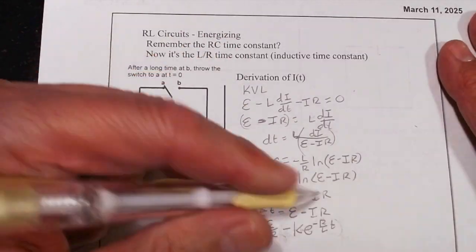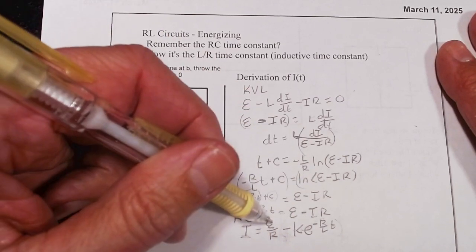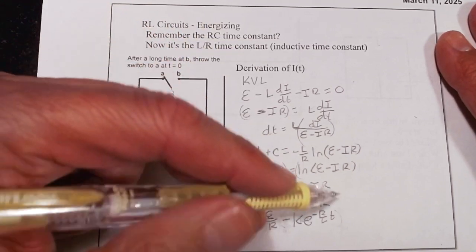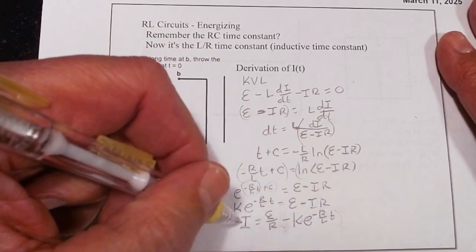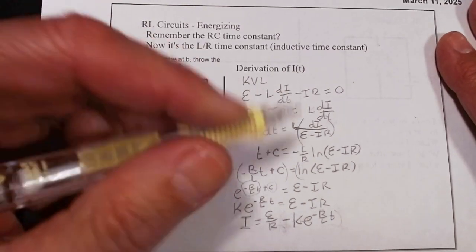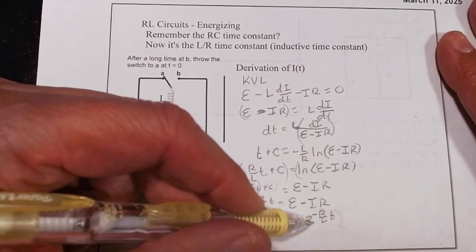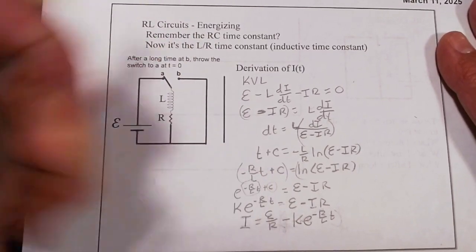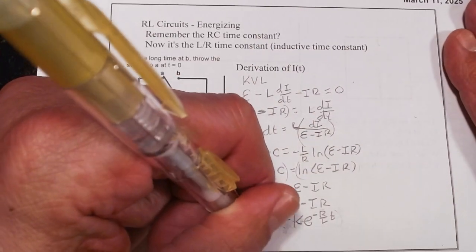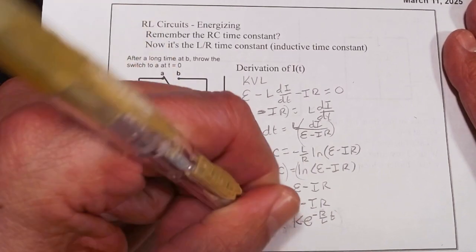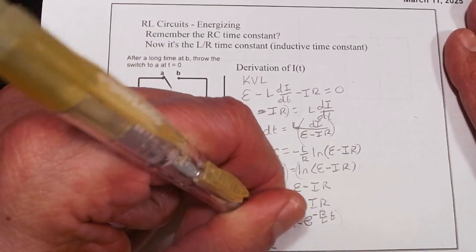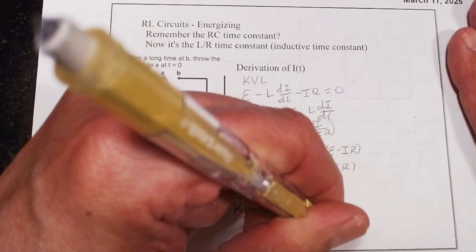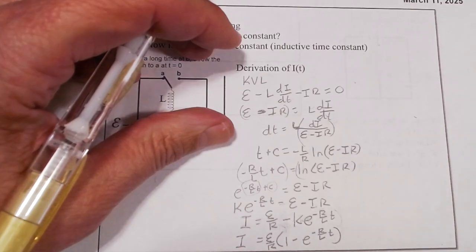Okay, so after a lot of rearranging, we get I is epsilon over R minus K e to the negative R over L t. If we set t to 0, we know the current will be 0 at time 0. So this is epsilon over R minus K, because e to the negative 0 is 1. K is equal to epsilon over R. So I is finally, as a function of time, epsilon over R times 1 minus e to the negative R over L t, having factored out the epsilon over R.